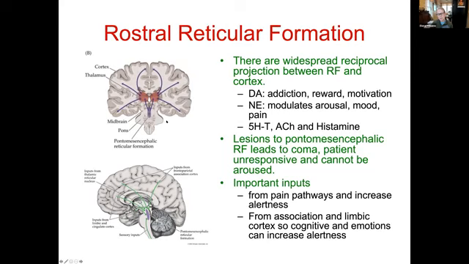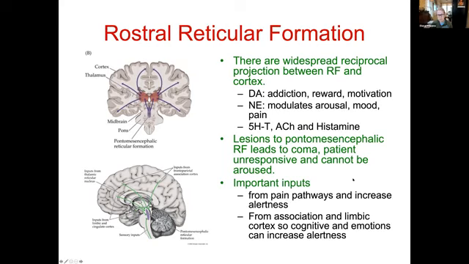Again, lesions to these rostral areas of the reticular formation, which is known as the pontomesencephalic area of the reticular formation, can lead to a coma in a patient, where the patient ends up unresponsive and cannot be aroused even to painful stimuli, okay?